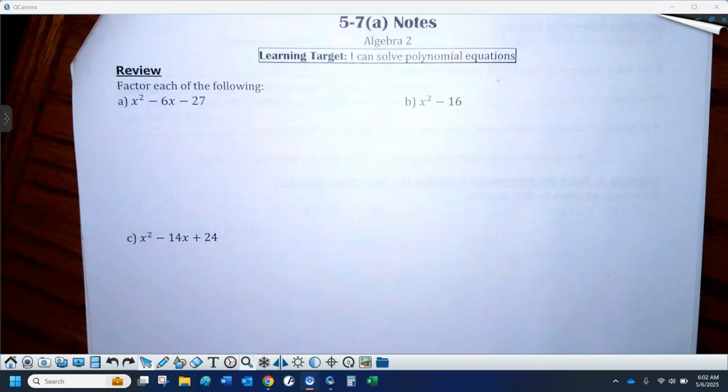Right, we're just going to do a tiny review of some factoring here at the top because we're going to use factoring to solve some polynomial equations today. So just want to review basic quadratic factoring. So we've got, these are quadratic trinomials.